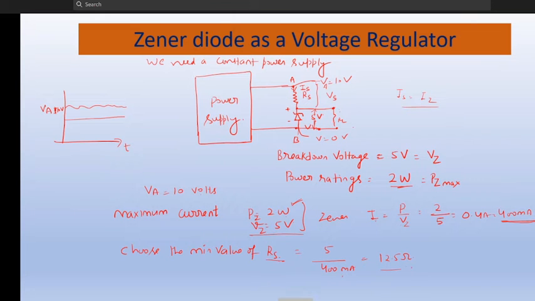So initially I am considering that I have not connected any load. Since VA is given as 10 volt, and the current IS is flowing through RS, the voltage across the Zener diode is 5 volt. So what will be the voltage across this?